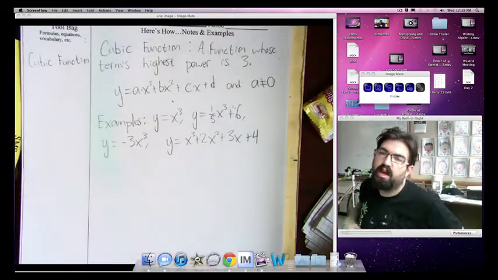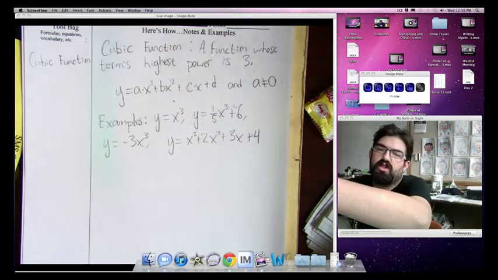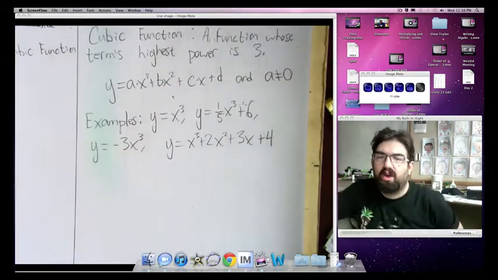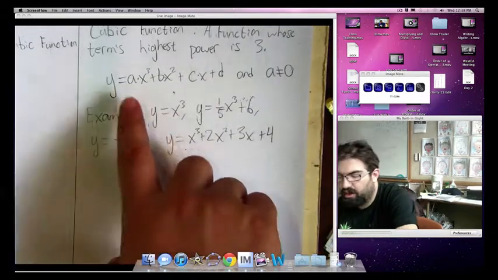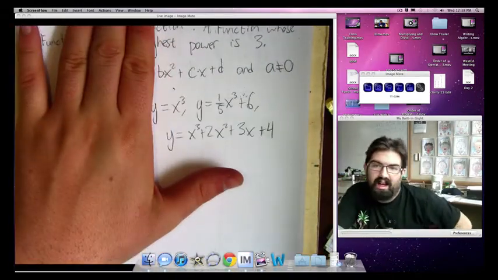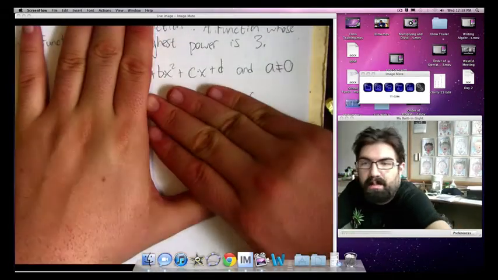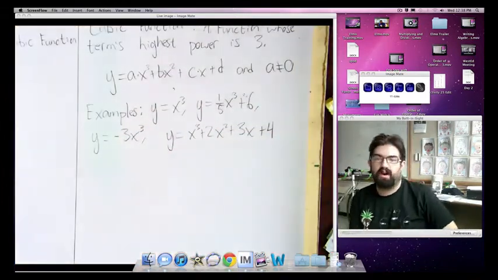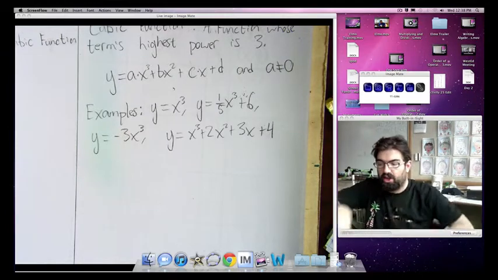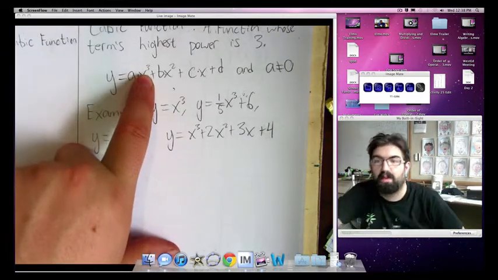Definition and two examples. Cubic function. A cubic function is a function whose term's highest power is 3. So again, I've put this a is not equal to 0. So if a equals 0, look at that equation, bx squared plus, that's just a quadratic equation. So you have to have that third power there. For it to be a cubic function, there has to be something with a 3 right there.